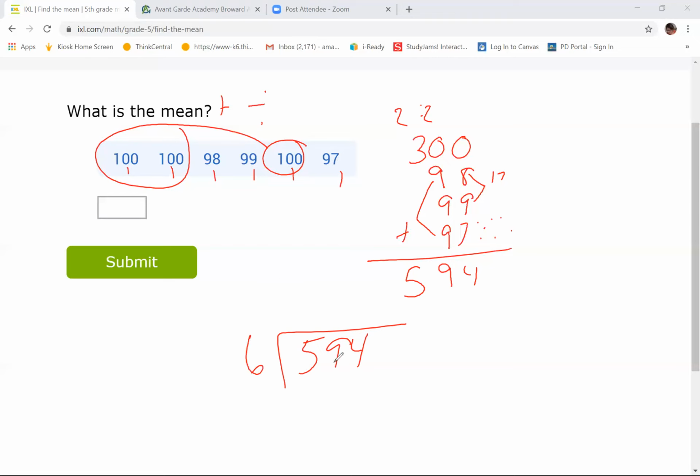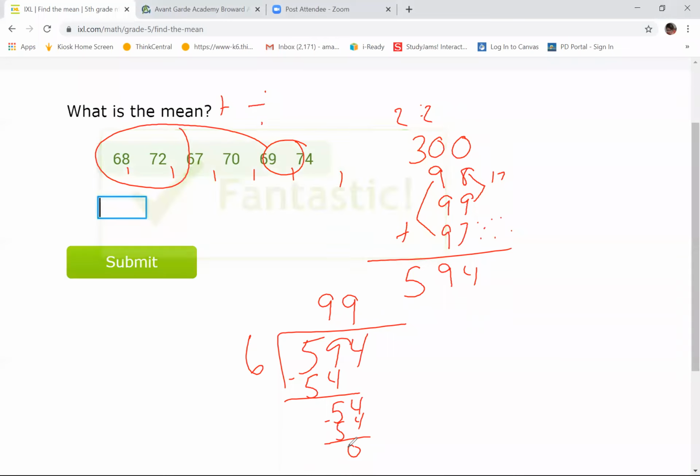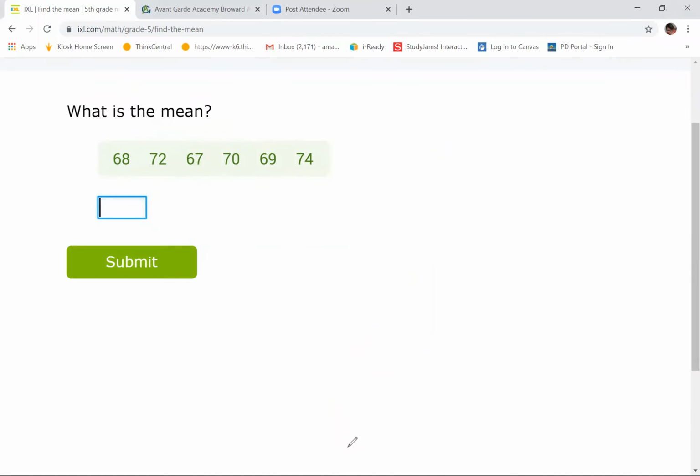6 times what gets me close to 59? Oh man, a 10 would have been perfect if that was 60, right? So we know it's going to be 9. 9 times 6 is 54. And that's a 5. Oh, look how perfect. It's going to be 99. 9 times 6 is 54 again, and I'm at a 0. So my answer is 99. Did you get 99? That's the average.